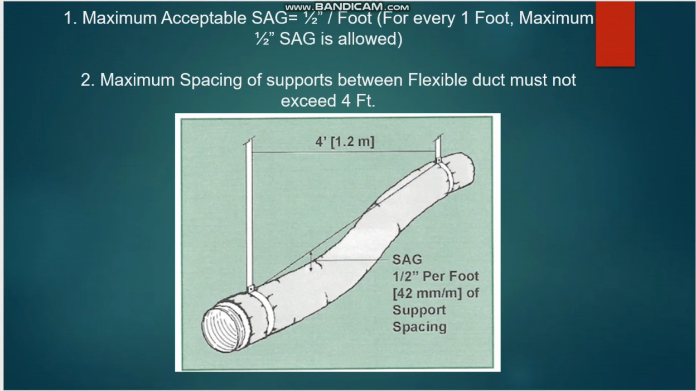So like you see here, maximum acceptable sag, you can see in this image. So this is the flexible duct, and here the maximum sag is given. So ½ inch per foot. That means every 1 foot, maximum ½ inch sag is allowed. That's the first thing. Maximum spacing of support between flexible duct, like you see here, here one support and here one support. This must not exceed 4 feet for the flexible duct.